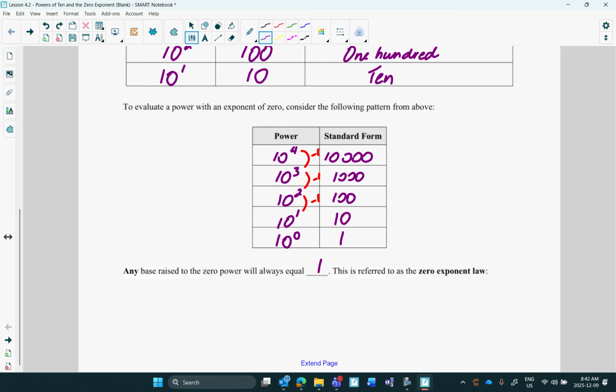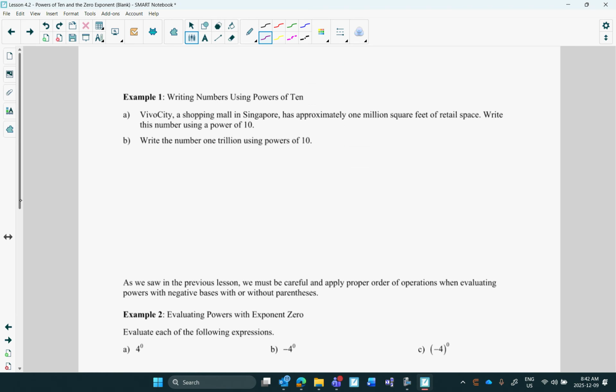So now you know exponents from 0, 1, 2, 3, 4, and up forever. Let's just look at a couple of examples. Like I said, it's pretty straightforward today.